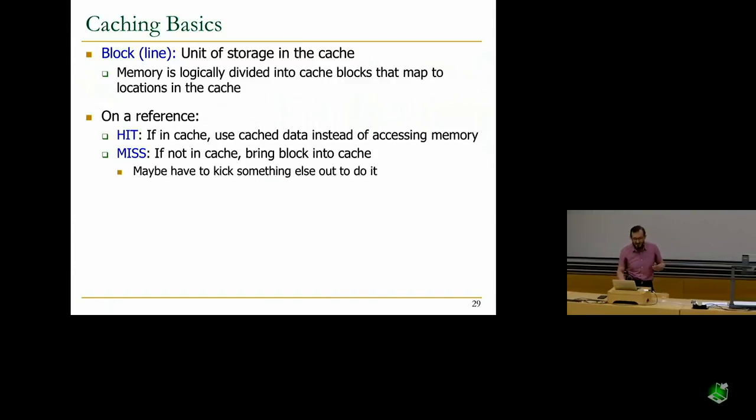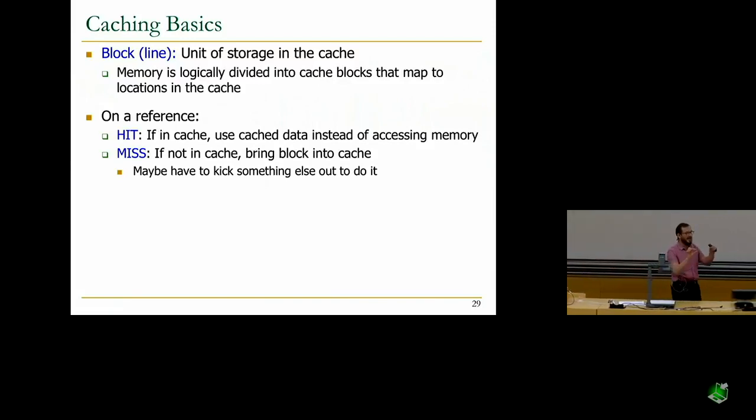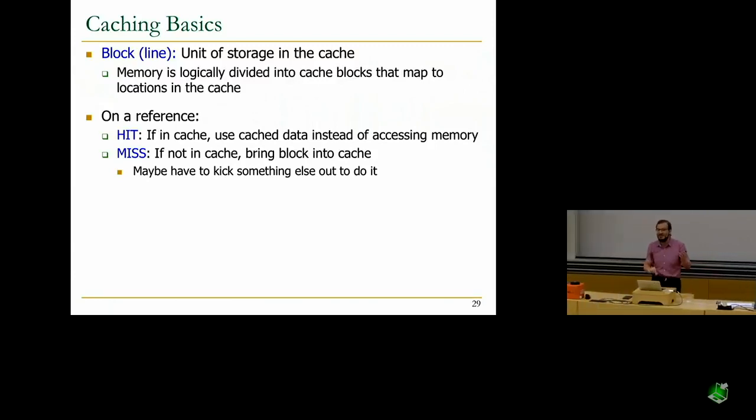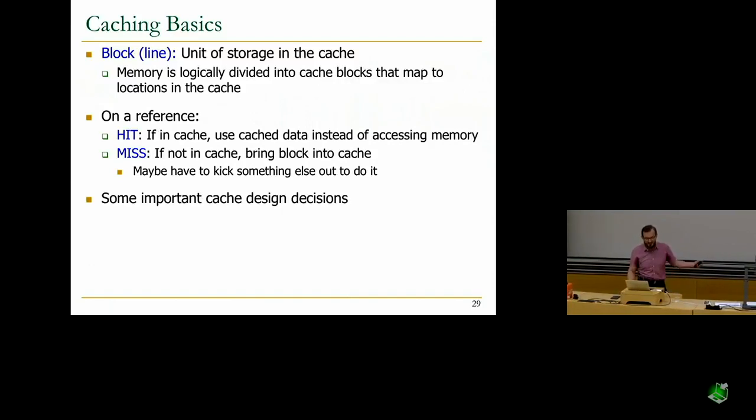Of course, when you miss, if you need to bring data into the cache, you may have to kick something else out to do it, right? If you're searching for this block, and you look in this location, the block is supposed to be in this location. If it's not in that location, but there's some other block in that location, and you want to bring the block that you're accessing into that location, you need to kick out the block that is already in that location because you have limited space. This is called replacement, replacing the block that is already in the cache. There are many important cache design decisions.